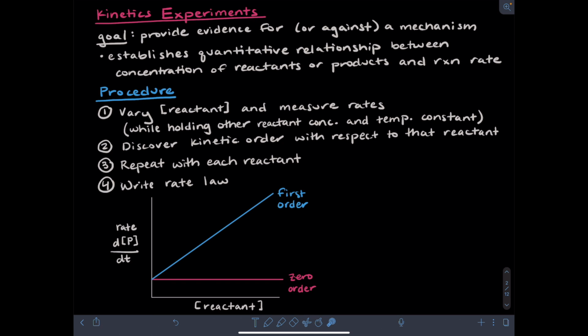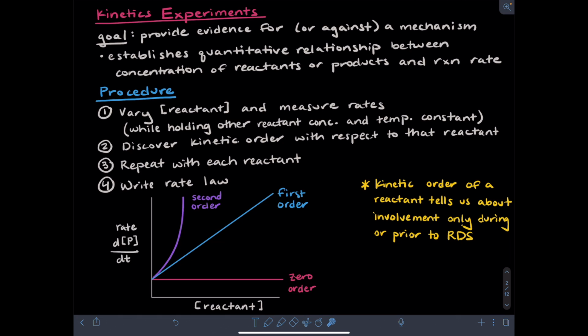If your reaction is first order in a reactant, as you increase the concentration of the reactant, your rate will increase linearly. And if your reaction is second order in a reagent, as you increase the concentration of that reactant, your rate is going to increase more quickly than linearly.